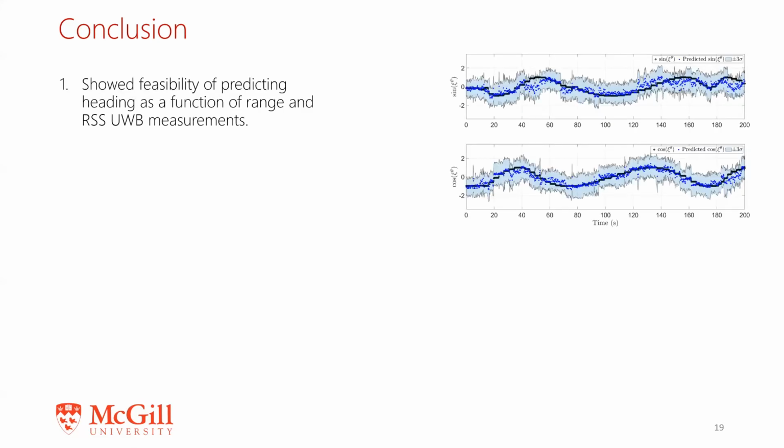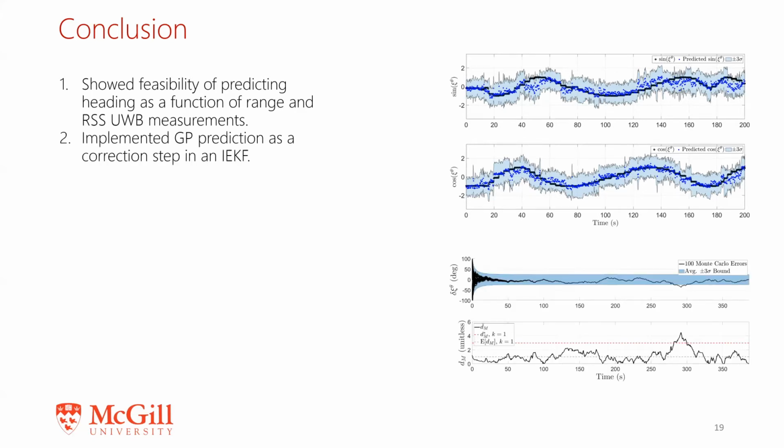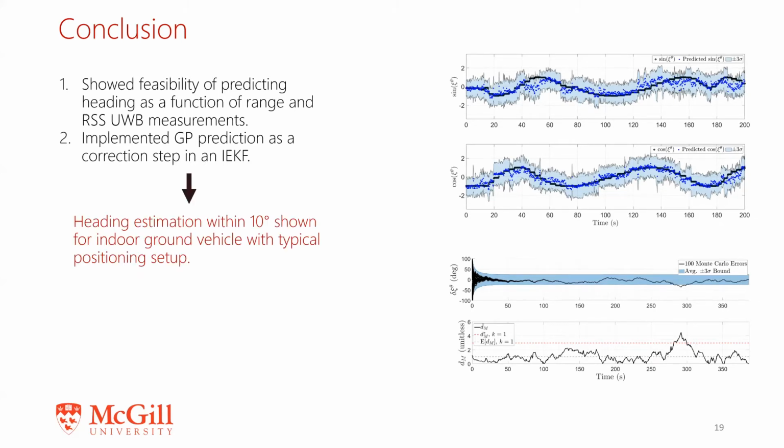In conclusion, our work shows the feasibility of predicting heading estimate as a function of range and received signal strength measurements of a UWB system using Gaussian processes. We then implement this Gaussian process estimate in the correction step of an invariant extended Kalman filter. This filter is then able to produce heading estimation within 10 degrees for a real indoor vehicle with only a typical positioning setup of a gyroscope and UWB. This means that heading estimation is now possible without any additional hardware.